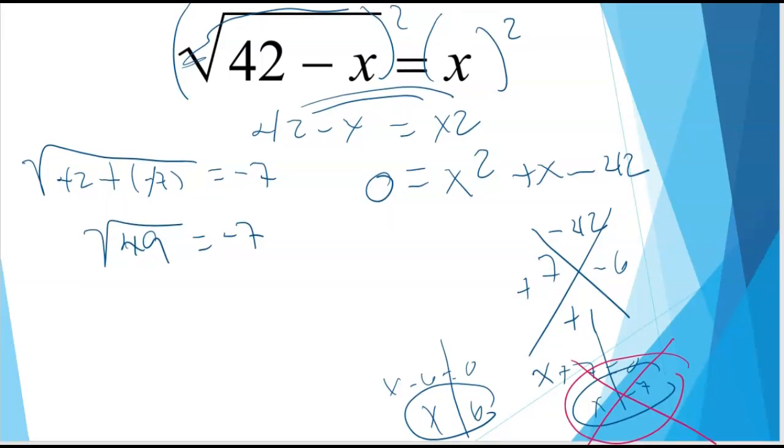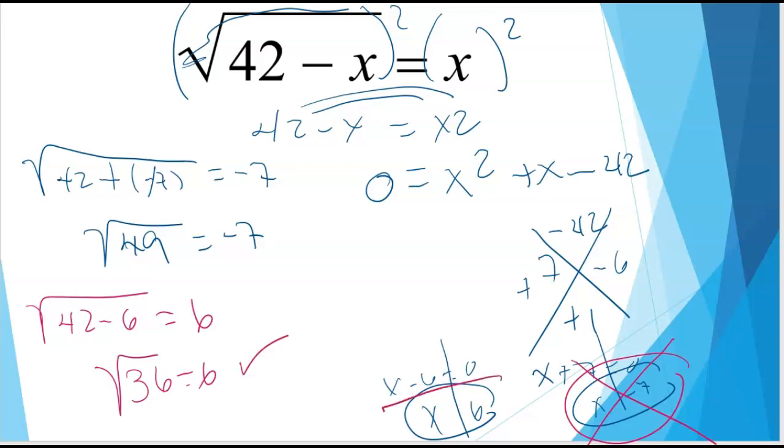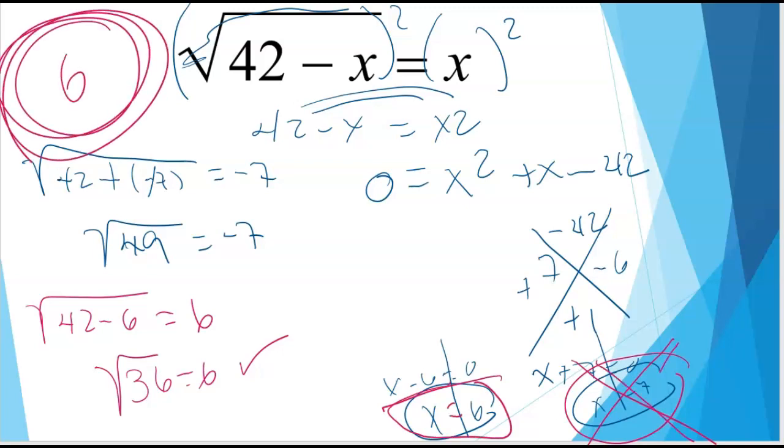Let's try the 6. The square root of 42 minus 6 equals 6. What's 42 minus 6? 36. The square root of 36 is 6. Yep. So there's our answer. It's 6. x equals 6. 7 was extraneous. It didn't work. Now you see why I say you have to check the answers, especially on these. Ready for a little practice? Good.